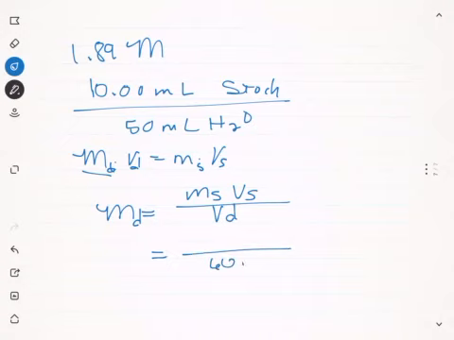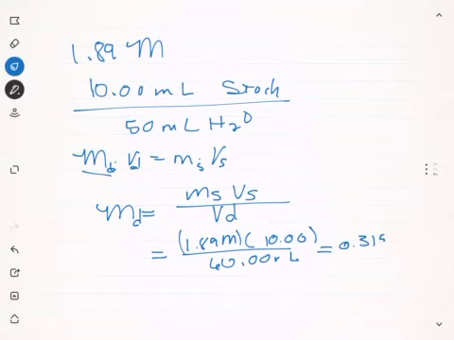Got 60 milliliters. And I have 1.89 molarity and 10.00 milliliters. And if I solve for this, I get 0.315 molar (NH4)2SO4.